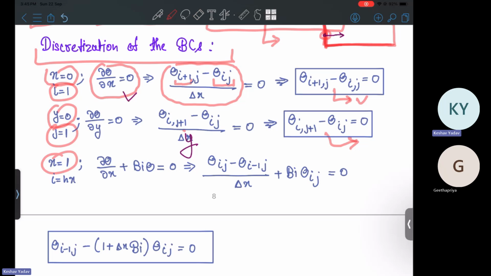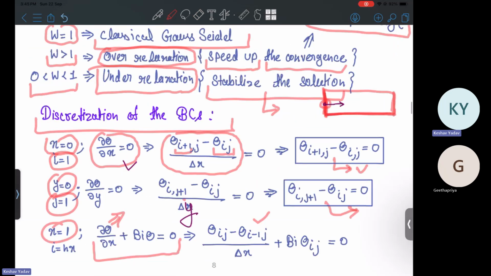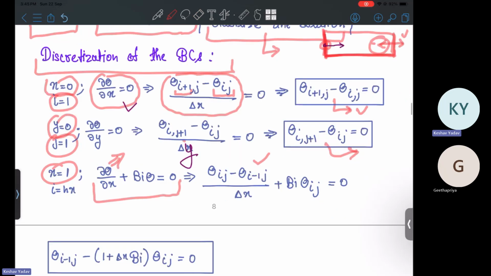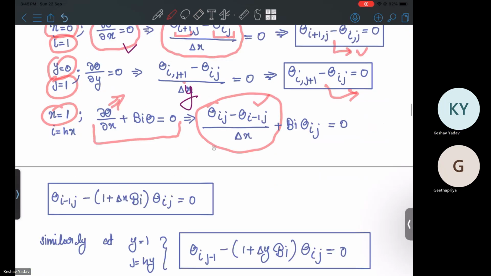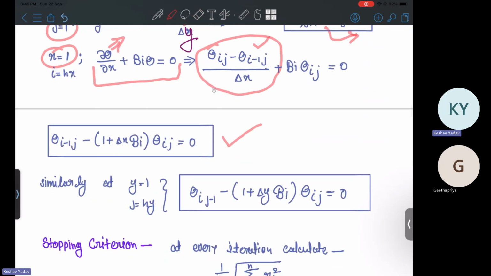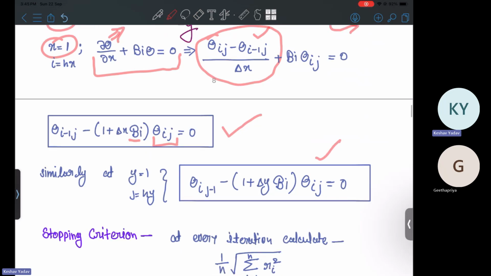Now similarly, at x equal to 1, if I write the boundary condition, this gradient will be written as a backward difference. Since at this point we do not have a grid point on this side, we will use the other side of the grid point. In that case, we will use the backward difference scheme. That will lead to the equation theta i minus 1 j minus theta i j plus delta x multiplied by Bi number multiplied by theta ij will be equal to 0. Similarly, at y equal to 1, I will get this equation.